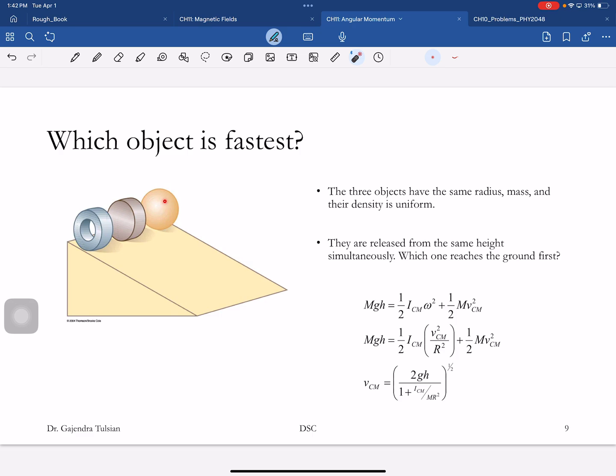The moment of inertia of the solid sphere, I believe, is 2/5 mr squared, and for the disk, it's 1/2 mr squared. So the sphere has a smaller moment of inertia than the disk, so it will definitely reach before it. And the ring has more than the disk. So the sphere will reach first, then the disk, then the ring.